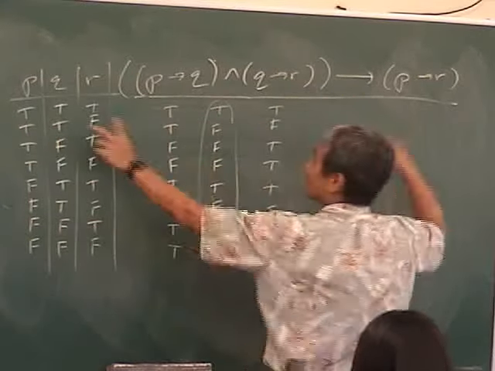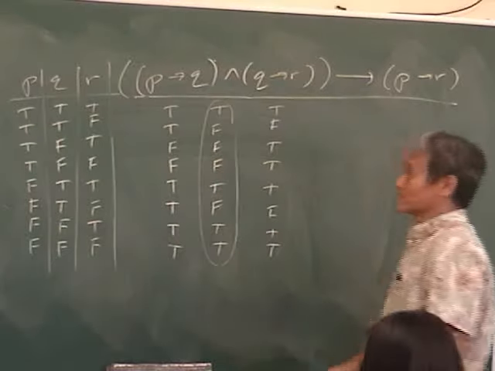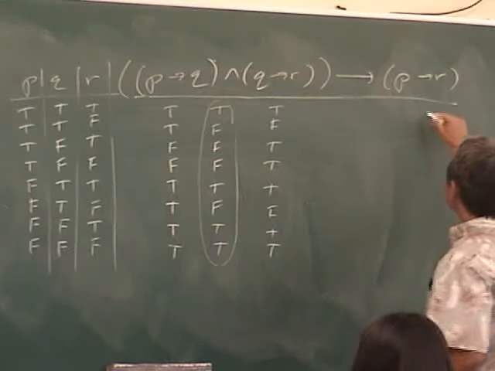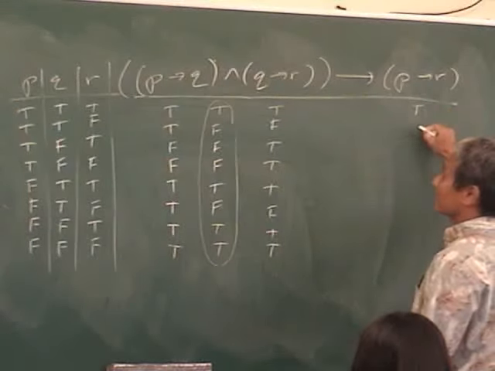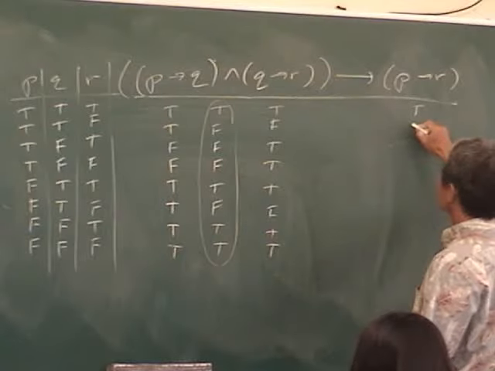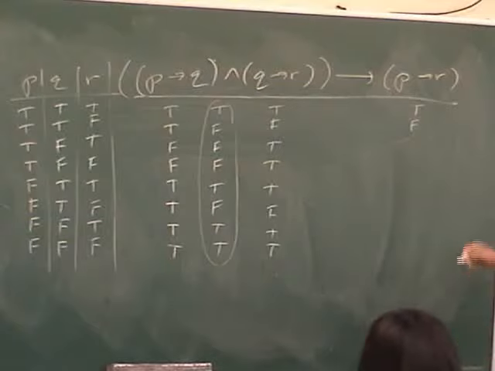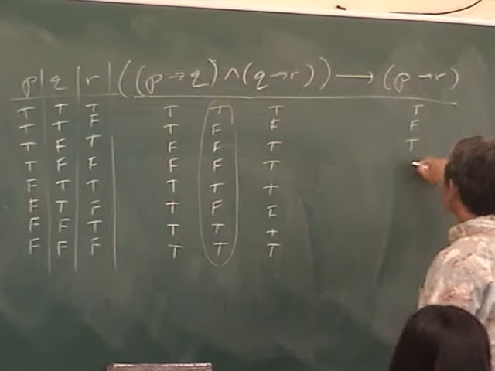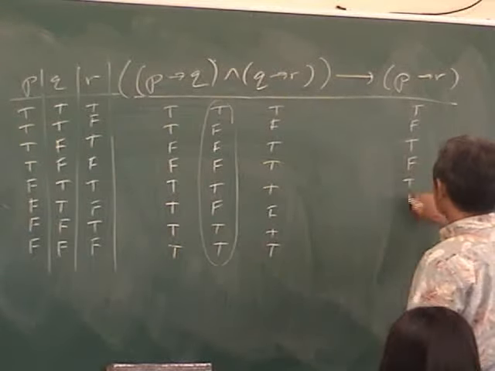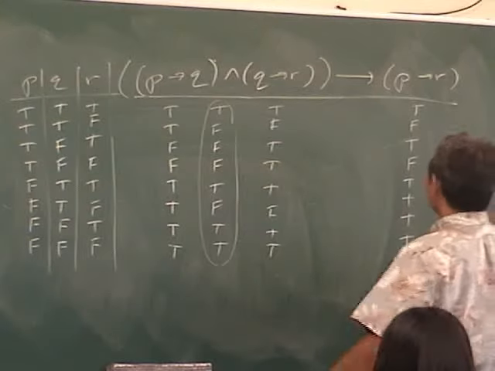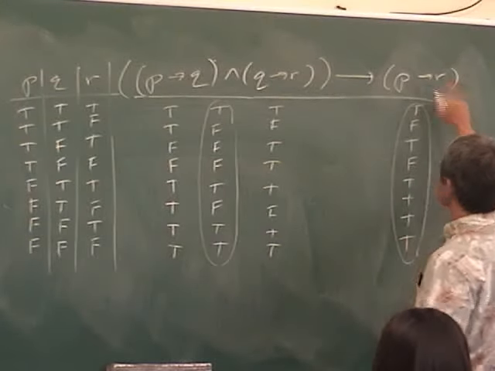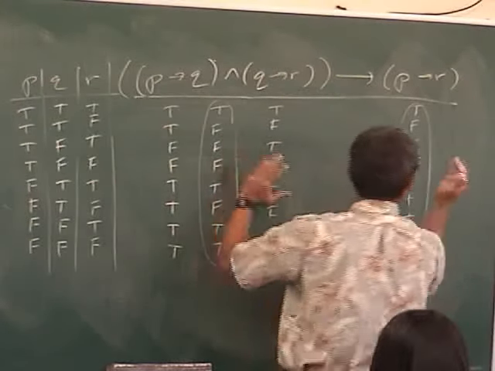Okay, P implies R, so this one implies that one. True, true, false. So whenever I do that, just go with the other one. True, false. True, true, true, true. Okay, correct. Okay, so this column represents this. Now we gotta go, this implies that.